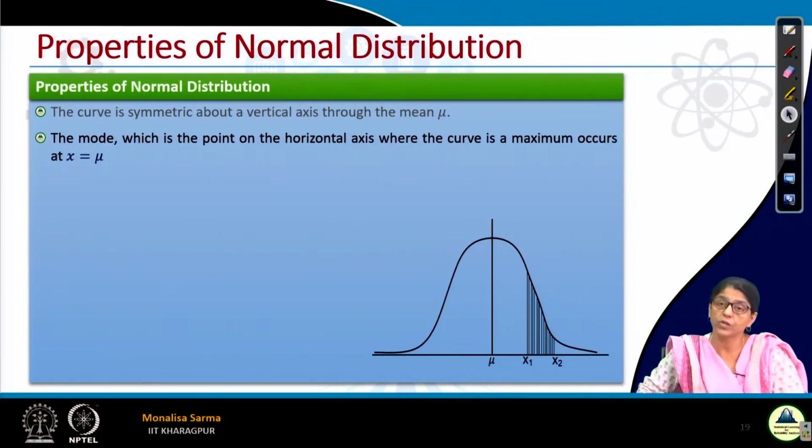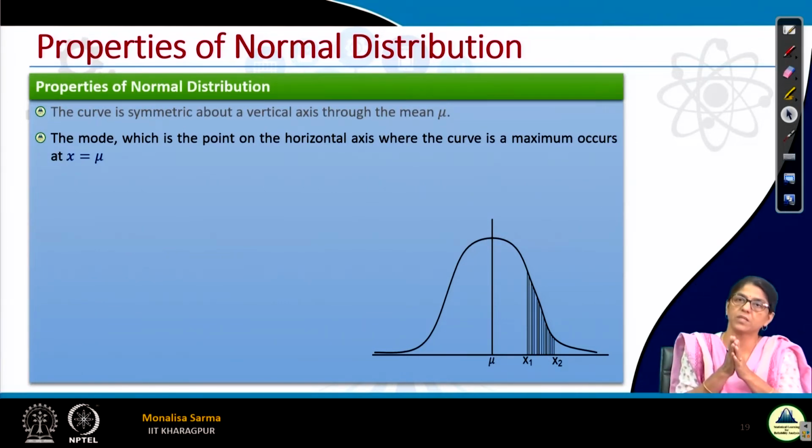And we also know what is mode. The mode is the point on the horizontal axis where the curve is maximum. In a normal distribution, the curve is maximum at the mean, at the expected value, at mu. So mode is also mu here, and for a normal distribution my median is also mu here.